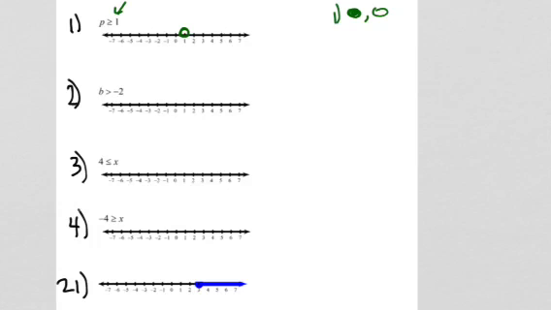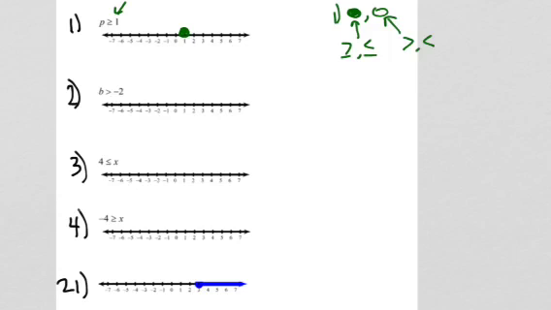Alright, the reason it's going to be a closed circle, you have to pay attention. The reason it's going to be a closed circle is because of the symbol. Again, the closed circle is for greater than or equal to's, less than or equal to's. The open circle is for the plain greater thans and less thans. So that was step 1.